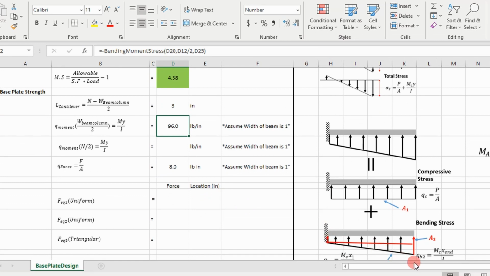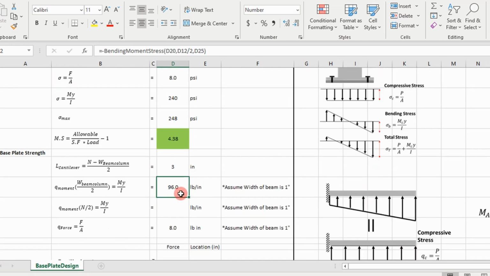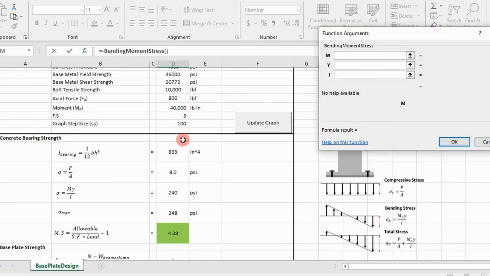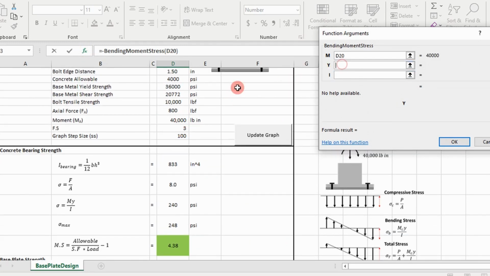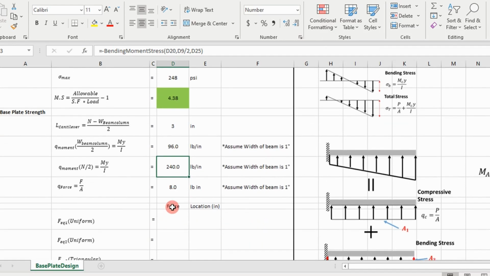Now we need to calculate the line load at this spot. That corresponds to the outer edge right here of this bending stress. So use the same VBA function, bending moment stress. Our moment's going to be 40,000 pound-inches. Our Y is going to be N divided by 2, and our I is going to be this value. And so we get 240 pound-inches.